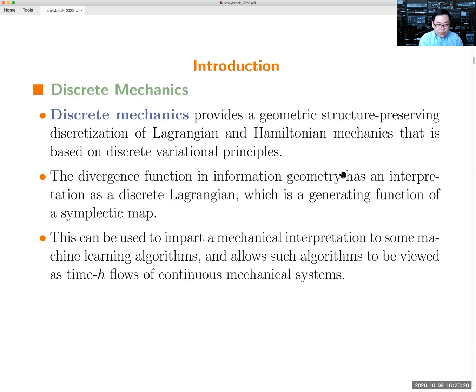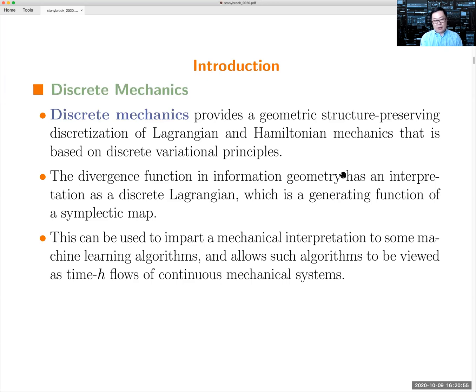What's interesting, though, is that the divergence function in information geometry has an interpretation as a discrete Lagrangian, which is a generating function of a symplectic map. A consequence of this is that it allows you to impart a mechanical interpretation to certain machine learning algorithms, and allows such algorithms to be viewed again as time-h flows of continuous mechanical systems. There's a very good understanding in the area of discrete mechanics about how discretizations of mechanics are related to continuous dynamics.